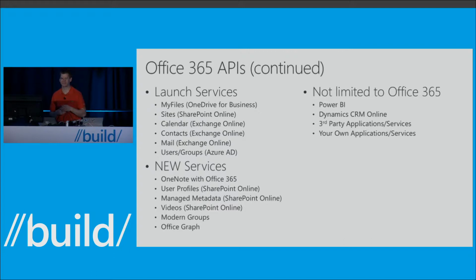Some of the new services, and some of these I'm not even sure have been completely announced, they're going to be announced this week. But there's a number of new services. I'm not even sure I have the full list here, but OneNote with Office 365 is something that's lighting up to where you can go and get OneNote notebooks that might be secured behind corporate locations. User profiles, managed metadata, the new video services within Office 365, modern groups, the Office Graph. You've heard a lot about the Office Graph and being able to get rich data out of there.